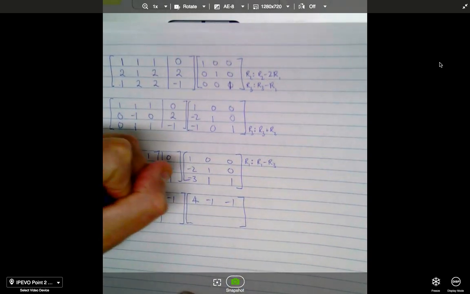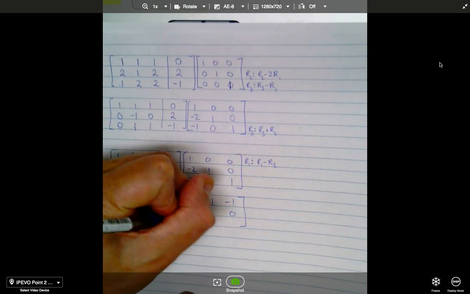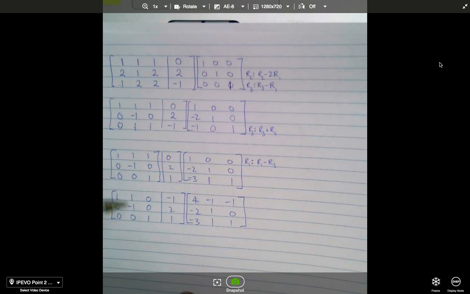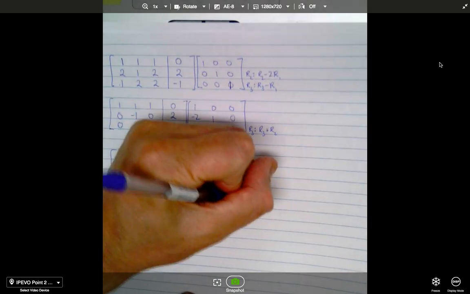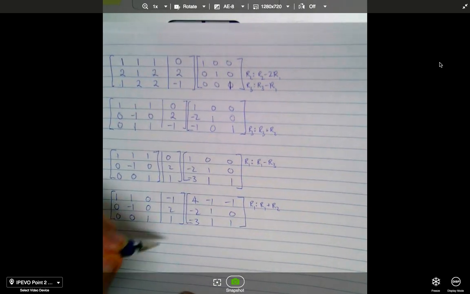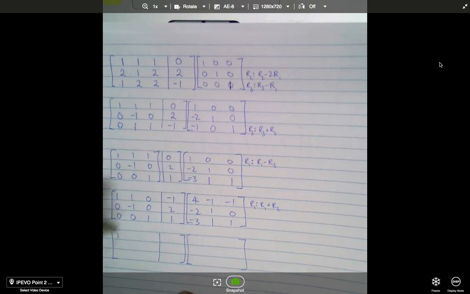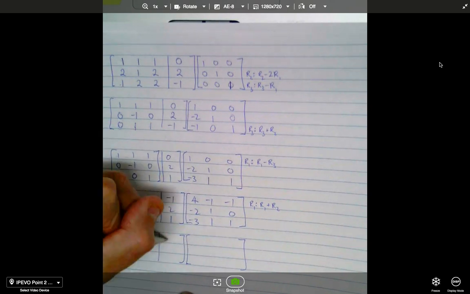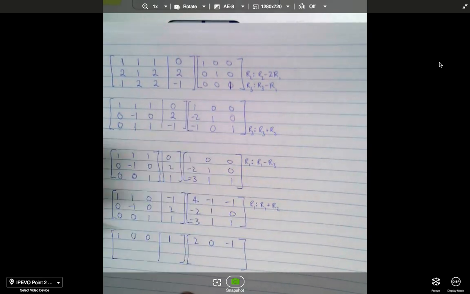0 minus 1, 0, 2, minus 2, 1, 0, 0, 0, 1, 1, minus 3, 1, 1. Okay, the only thing we need to get rid of is this one. So again, we're going to do R1 such that it's going to be R1 plus R2, because 1 plus minus 1 is going to give us our 0. Okay, 1 plus 0 is 1. That gives us our 0. 0 plus 1 is 0 plus 0 is 0. Minus 1 plus 2 is 1. R1 plus R2 is 2. 0 minus 1. And the rest don't change.